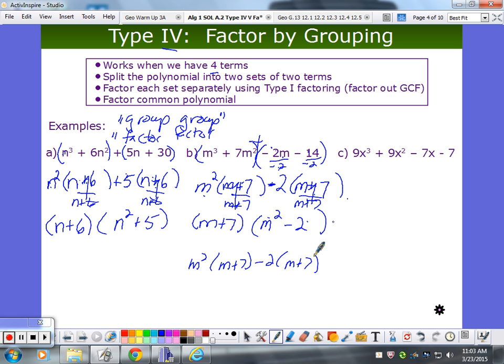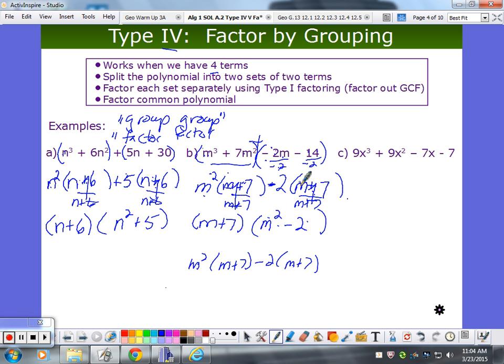How'd I get this one? We were here, right? So you factor out the m plus 7, and then you have the m squared minus 2. How'd I get m plus 7? Because I did factor, group, factor. I factored this. I've got an m squared, what's left? An m plus 7. I just factored this using greatest common factor. Then I factored this one using greatest common factor, and boom! Common polynomial factored it out.